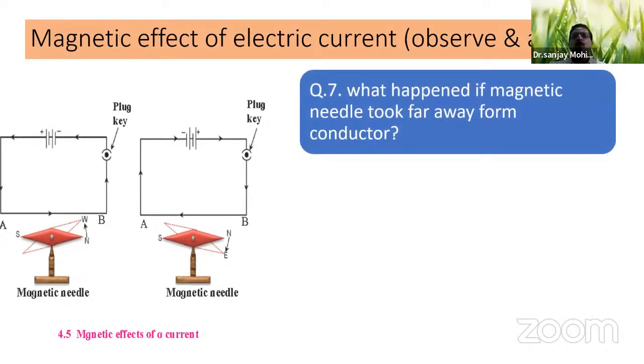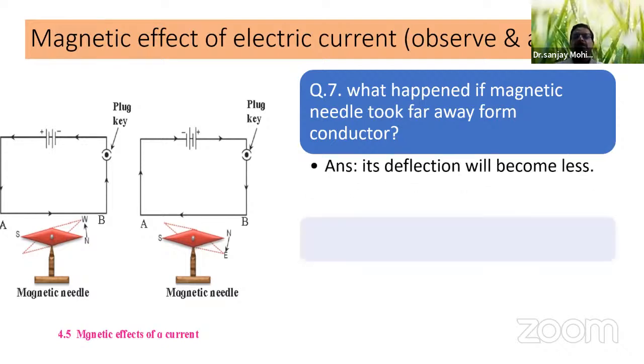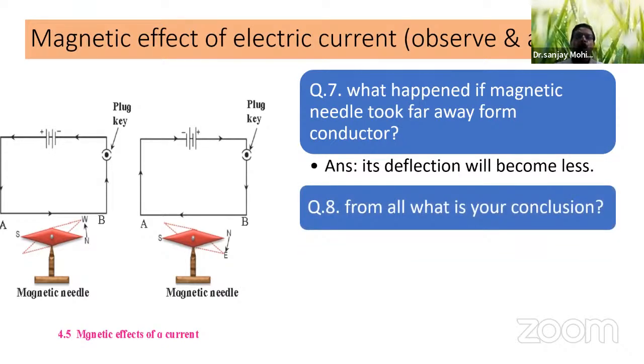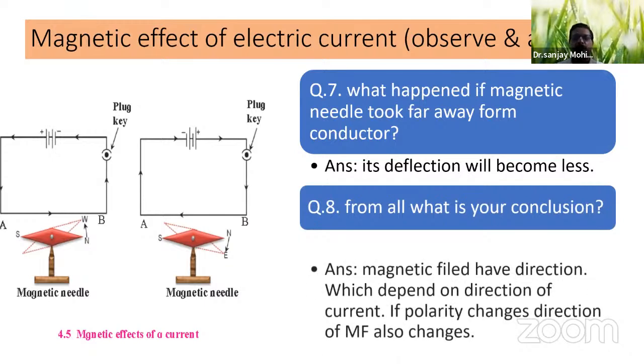The 7th question will be: what happens if the magnetic needle is taken far away from the conductor? When we take it far away from the conductor, the intensity of the magnetic field will be weak. And if the intensity of the magnetic field becomes weak, then the deflection will become less and less. So the deflection will become less. And from all the questions till question number 7, what will be your final conclusion?